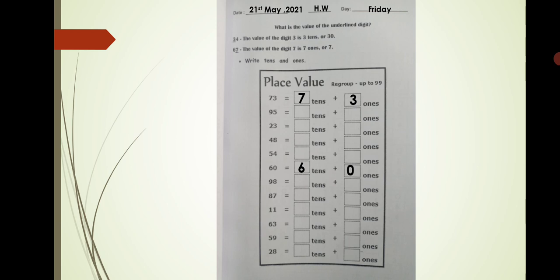73. The 7 is the tens and 3 is the ones. You have to write all the place values in the boxes. Write the tens and the ones in the boxes. Very good.